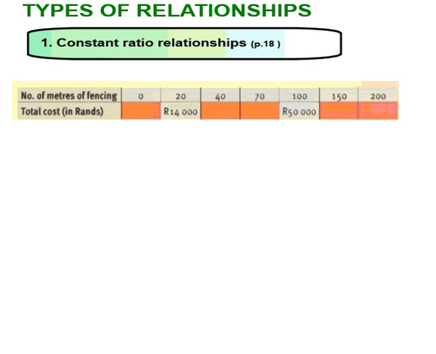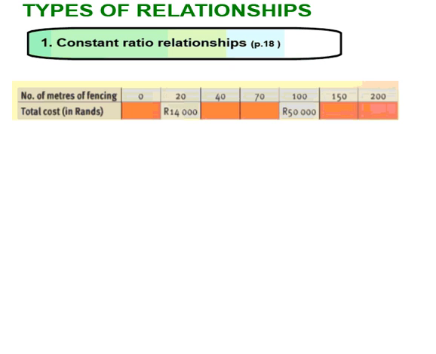Okay, today we're going to talk about types of relationships. There's a constant ratio relationship, but what I want to go over quickly. Now, last year you had things like this. The meters of fencing: if you have no meters of fencing, if you have 20, 40, 70, and so on.